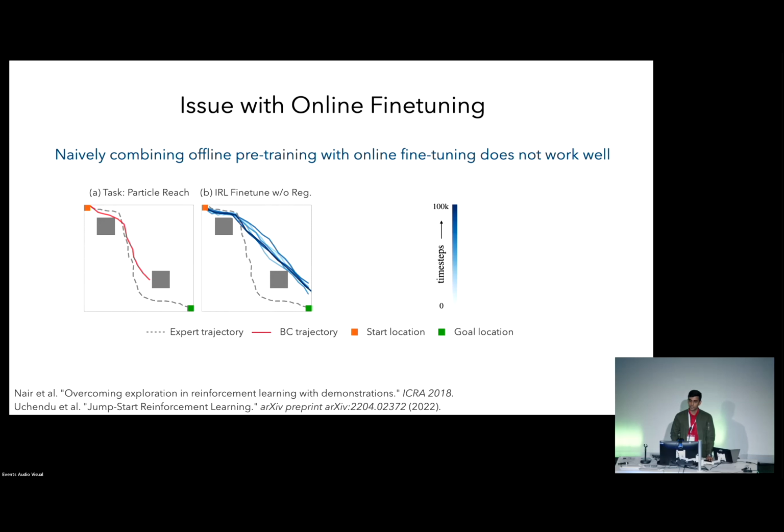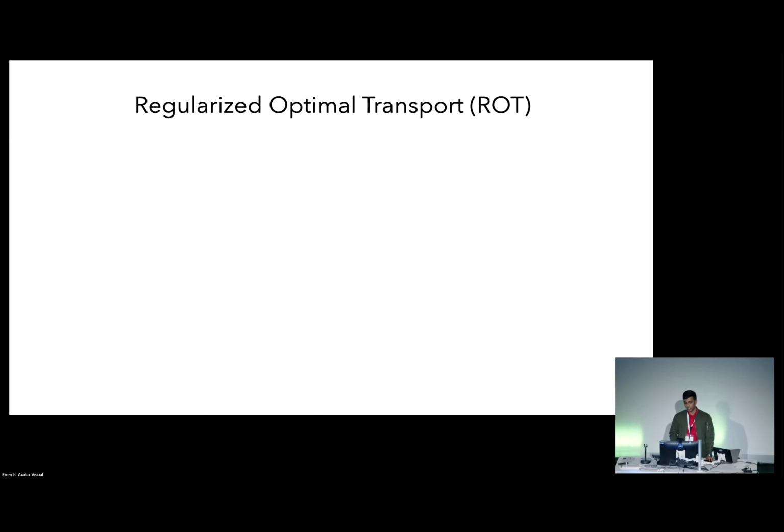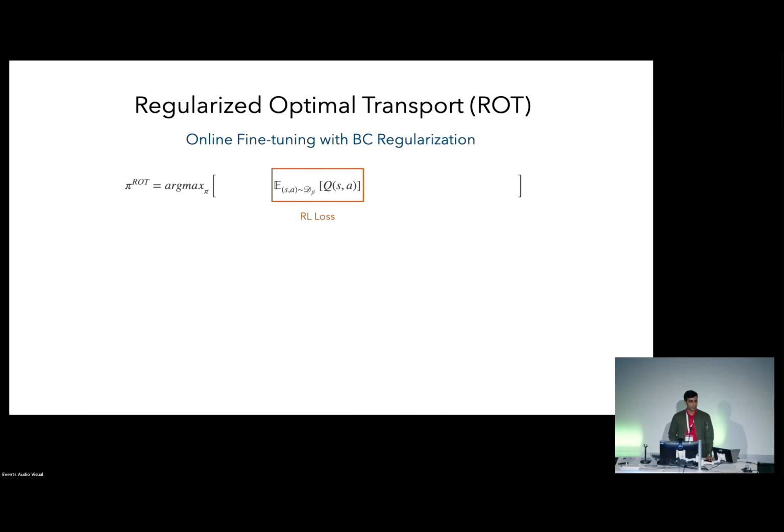And this is something that's been studied in previous literature, and you can refer to these papers to know why this happens. But in order to solve this problem, we propose an algorithm, regularized optimal transport, where we do online fine-tuning with BC regularization. So our objective function for the online learning part consists of an RL loss, which is a Q-learning based loss commonly used in off-policy RL.